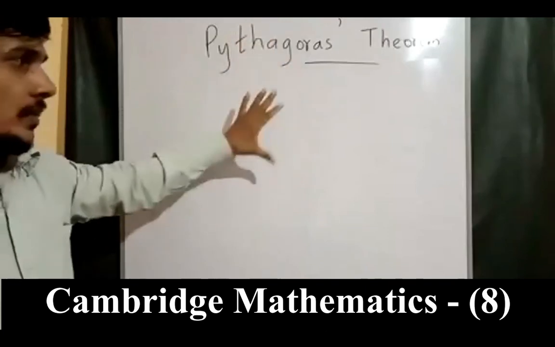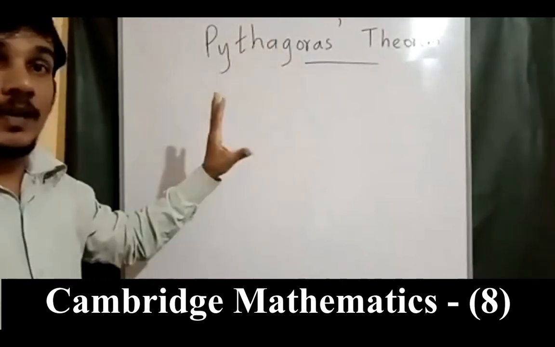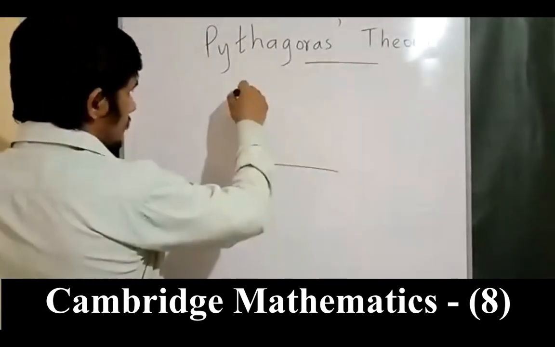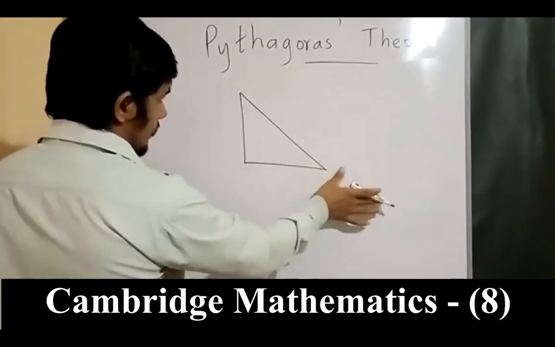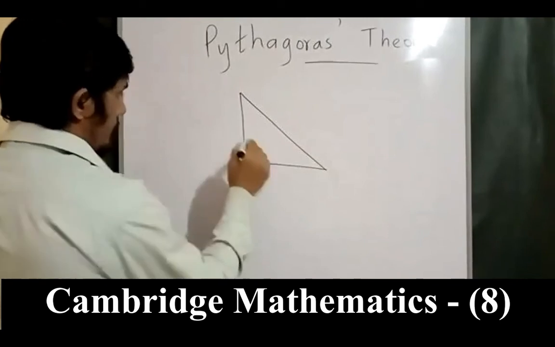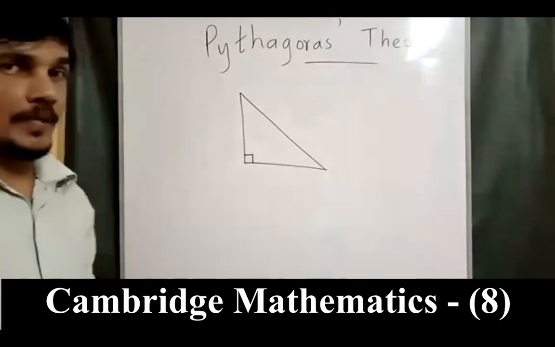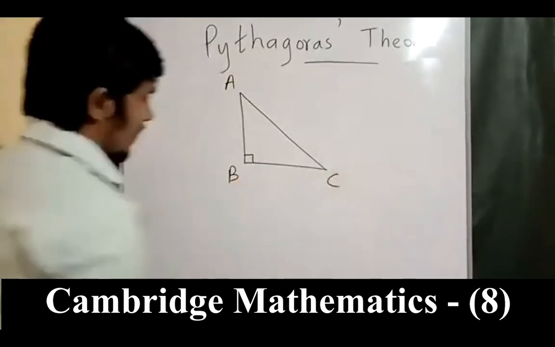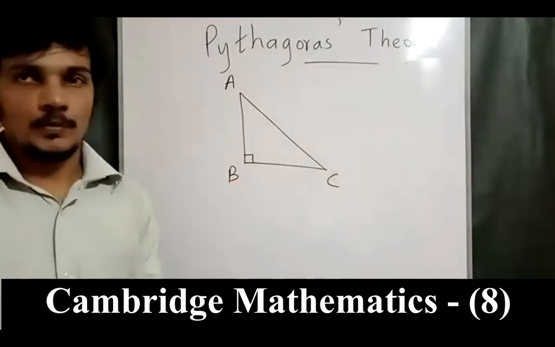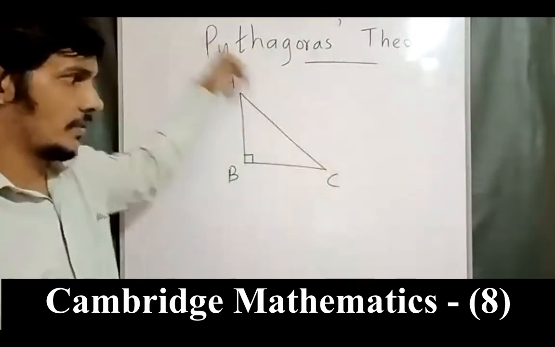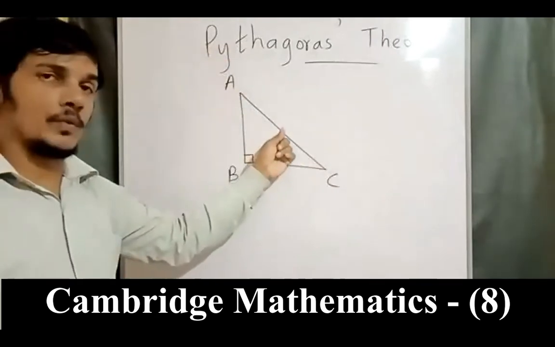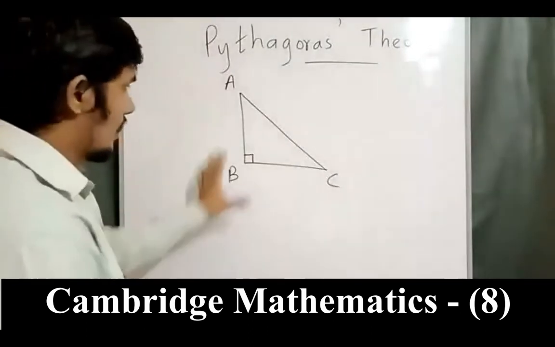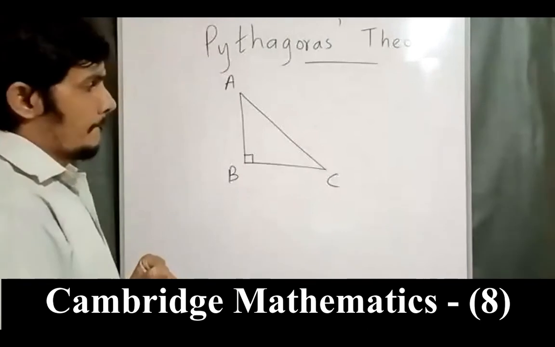Now we will see how we write down the Pythagoras theorem for a right angle triangle. First of all, I'll draw a right angle triangle and label it using capital letters ABC. Then you can clearly see the hypotenuse. The hypotenuse is the longest side, which is opposite to the right angle. Then I write down the relationship for the Pythagoras theorem.